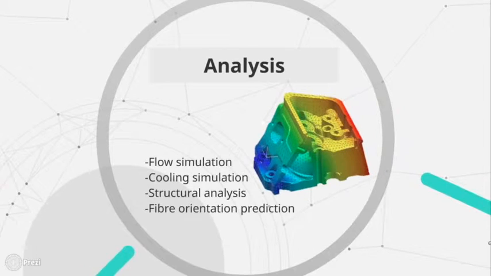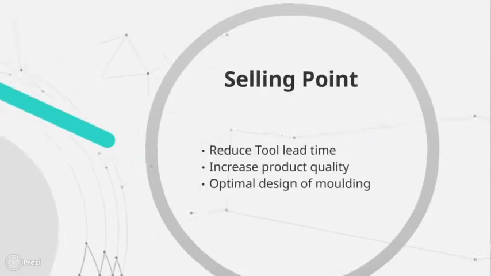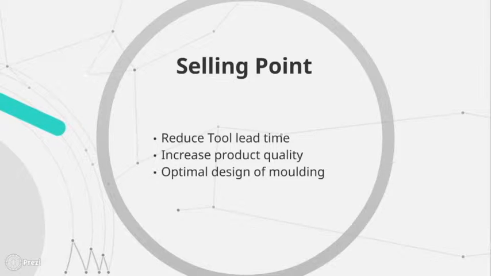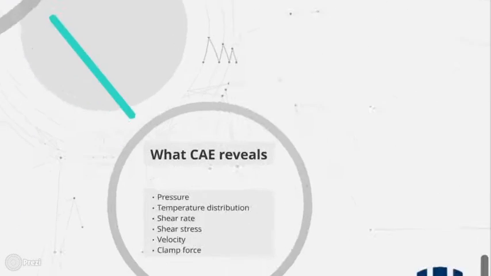First of all, using CAE, we are able to analyze the flow simulation, the cooling simulation, structural analysis, and the material orientation after the molding process has been completed. So using CAE, we are able to reduce the tooling time, increase the quality of the total product, and of course, acquire the optimal mold design before we even create the mold. So we only have to do it once, and we're going to do it right.